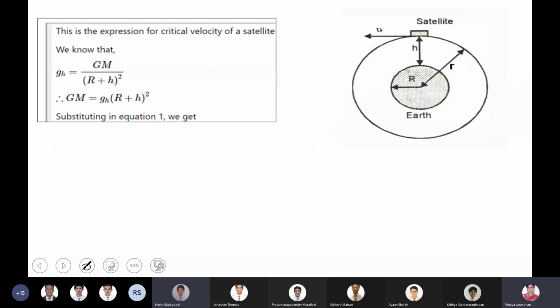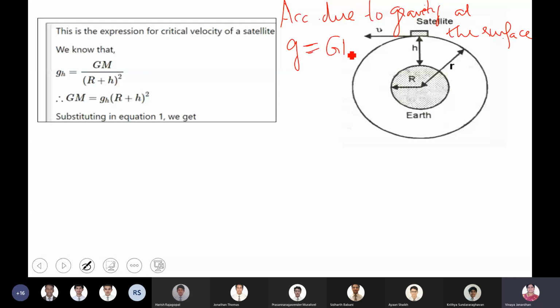Okay, fine. So the general formula for acceleration due to gravity: at the surface of the Earth, acceleration due to gravity g is equal to GM divided by R squared, if the object was lying on the surface of the Earth. Now, where is your satellite lying? The satellite is lying at a distance of small r from the center of the Earth.